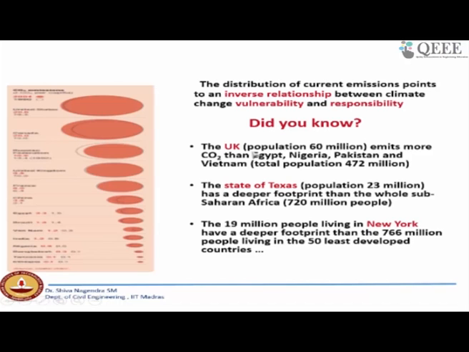If you look at the UK with a population of close to 60 million, it emits more CO2 than Egypt, Nigeria, Pakistan, Vietnam with a total population of 472 million. So it means that in developed countries, per person CO2 emission is much higher compared to developing countries. A state like Texas with a population of 23 million also contributes significantly more CO2 emissions than an African country. So urban areas in developed countries contribute significant CO2 emissions.